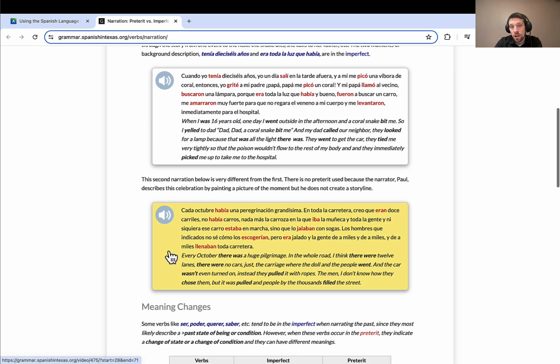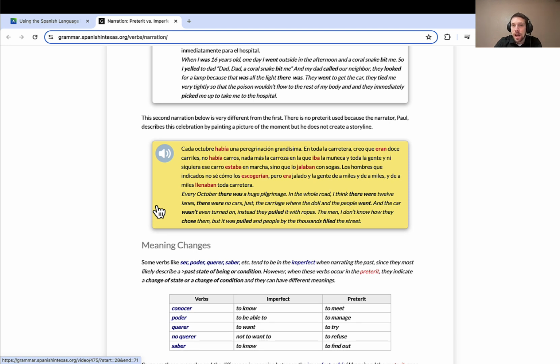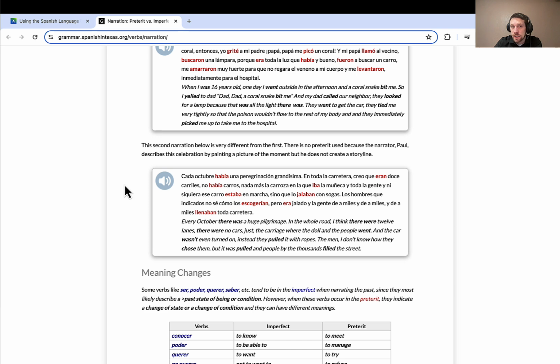Now the second narration just uses that past continuous or the imperfect. You can read that one on your own, but note that all of those red verbs are using the past imperfect, and there's no preterite because there's not really a storyline. They're not talking about different events that happened one after another, or one interrupting others, that kind of thing. So note there, there's different changes in how you can tell stories using the different tenses.